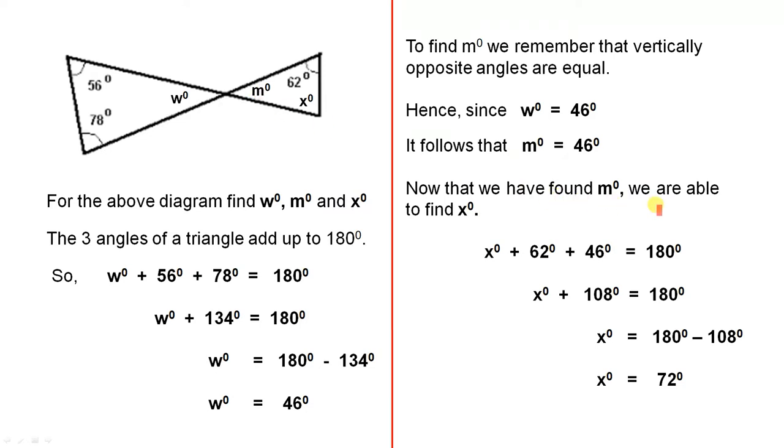Now that we have found M, we are able to find X. Because X plus 62 plus the value of M that we've just found, they add up to 180. So X plus 62 plus 46 is 180. X plus 108 gives you 180. So X must be 180 minus 108. So X is 72 degrees. So the problems are very straightforward if you just remember those simple rules that we learned earlier.